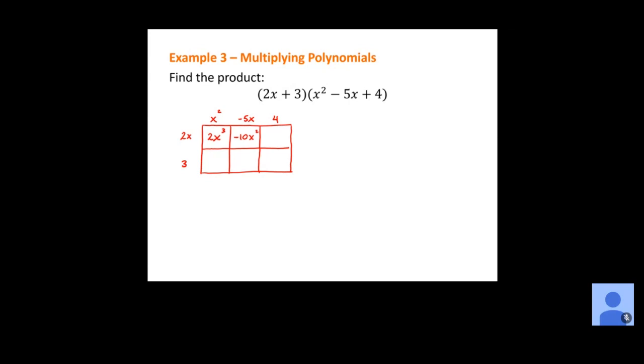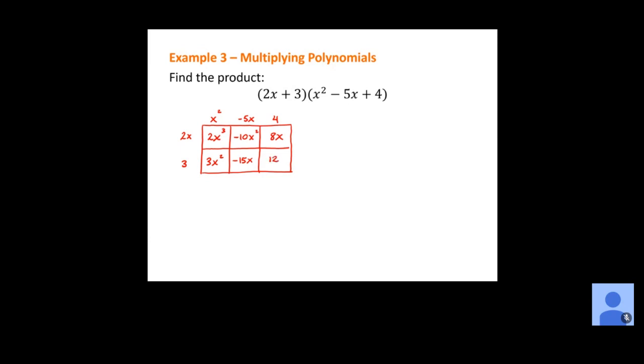Then we're going to go to the 2x and the positive 4. What's 2x times 4? Good. Positive 8x. Now I'm going to move to my second row. I'm going to take the 3, multiply it by the x squared. So what's 3 times x squared? 3x squared. Good. Then we're going to do 3 times negative 5x, which would give us what? Negative 15x. All right. And then 3 times 4 is positive 12.